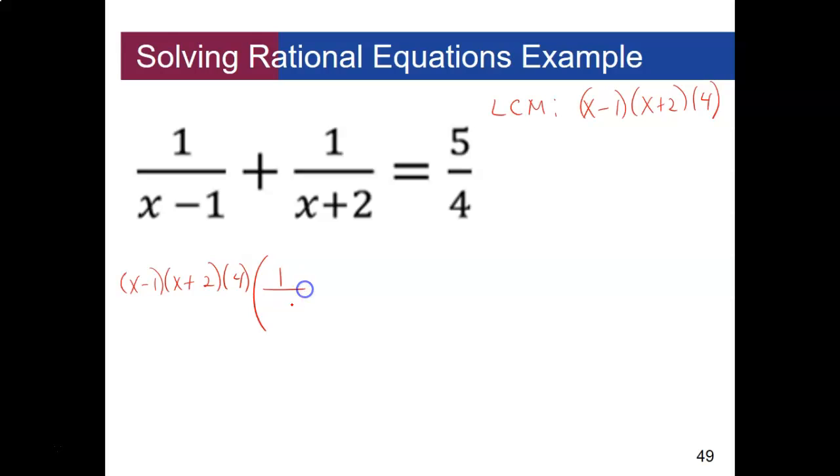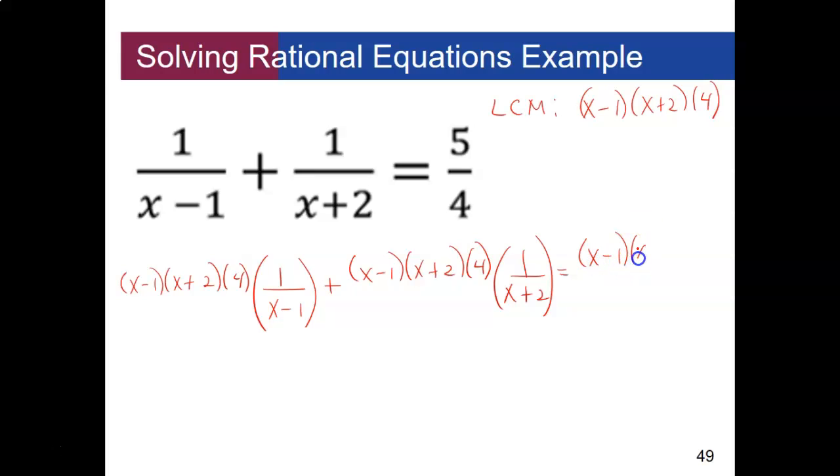I'll multiply that to the 1 over x minus 1. I'm going to do the same thing to the 1 over x plus 2. And then I'm going to do the same thing to the 5/4.